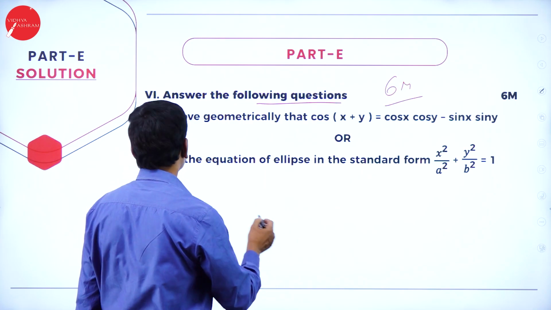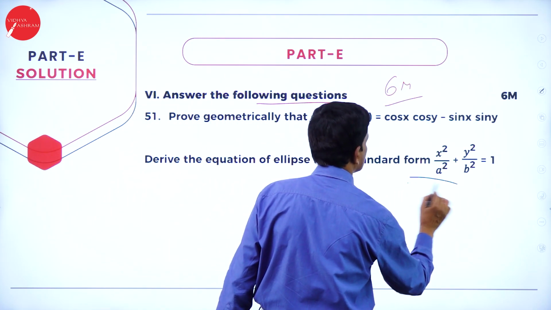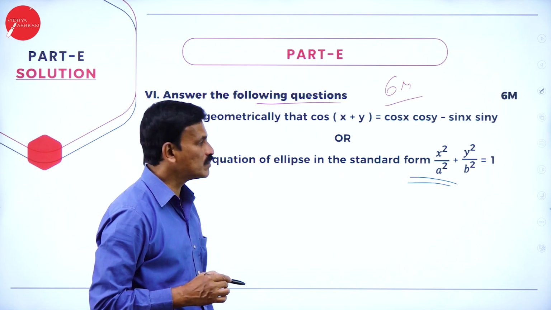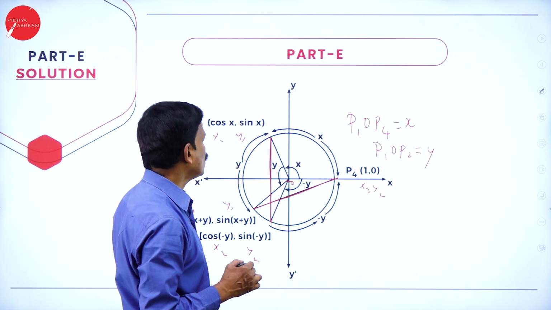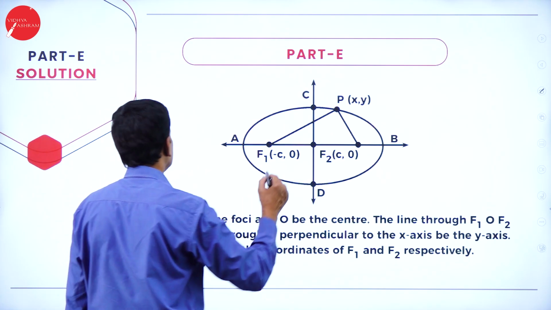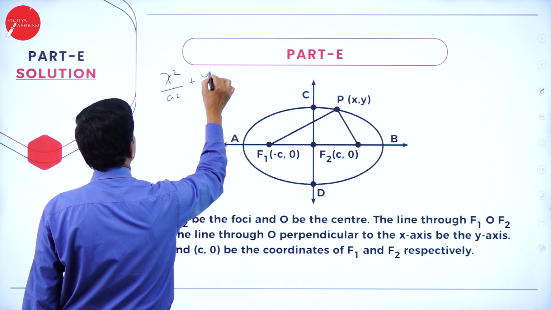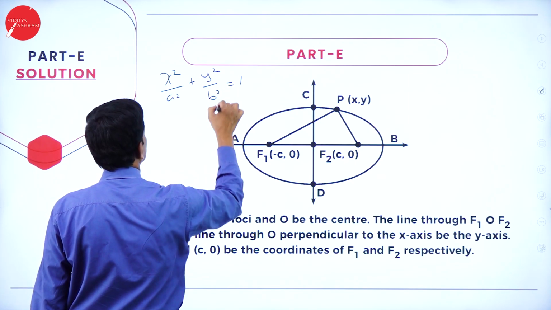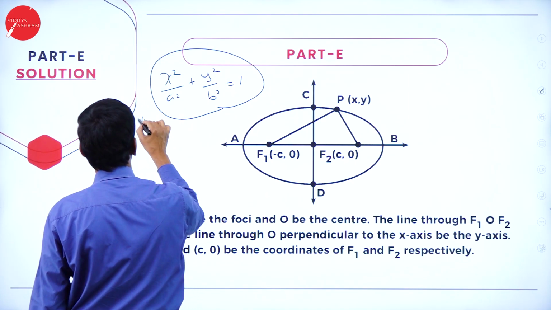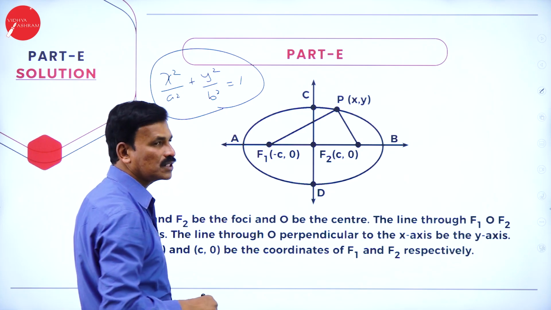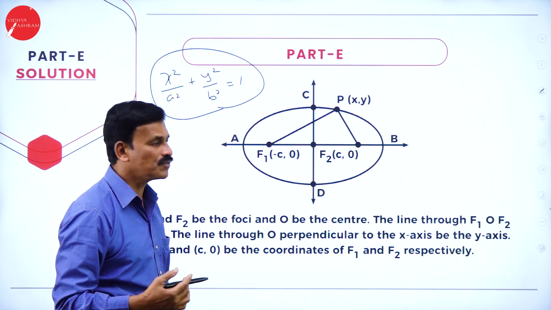Now move on to the second part. Derive the equation of the ellipse in the standard form x square by a square plus y square by b square is equal to 1. Now second one, to prove that x square by a square plus y square by b square is equal to 1. This is to be proved. This is the second internal choice question. This is an equation of ellipse in the standard form.